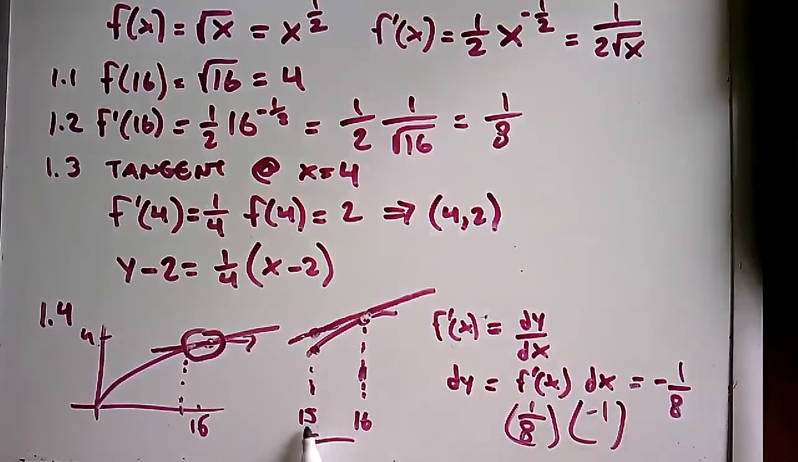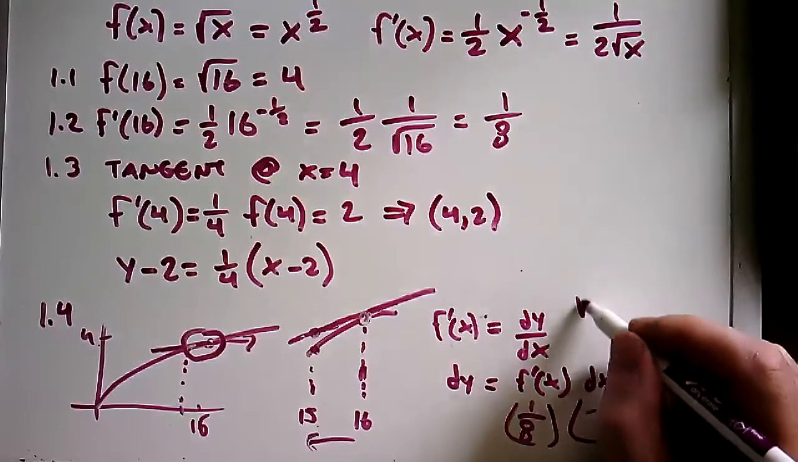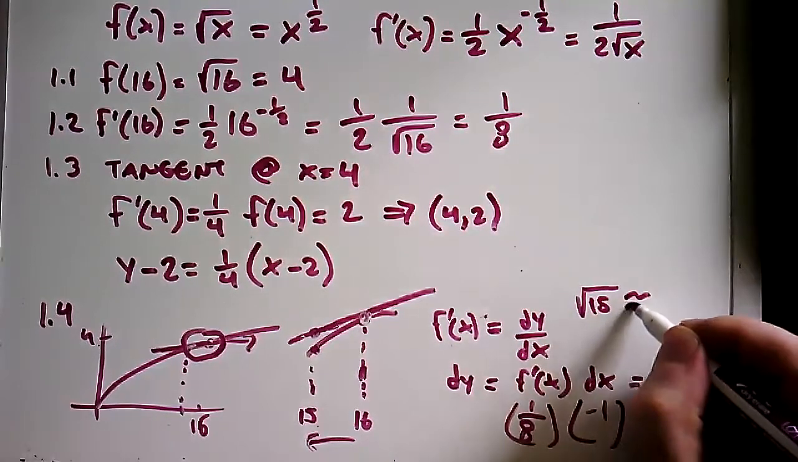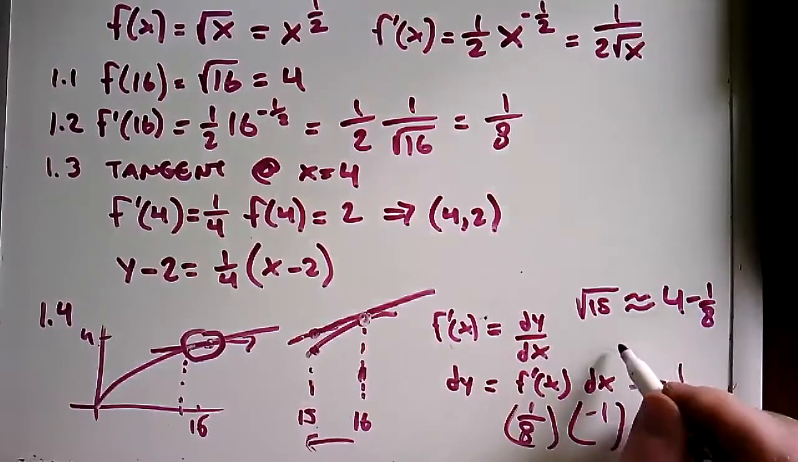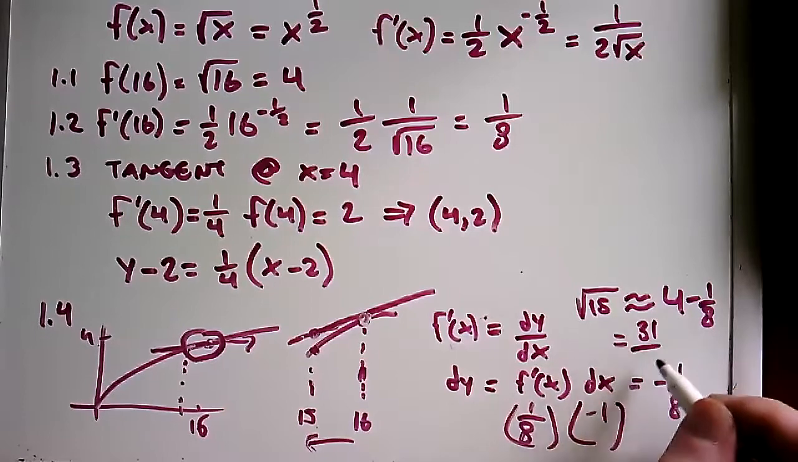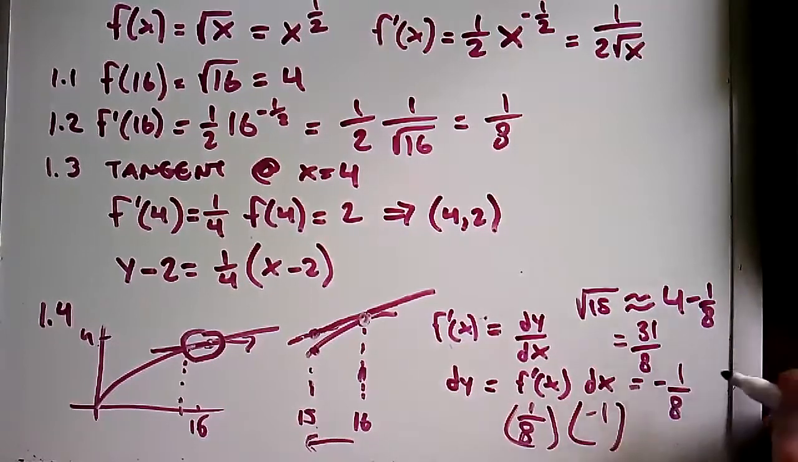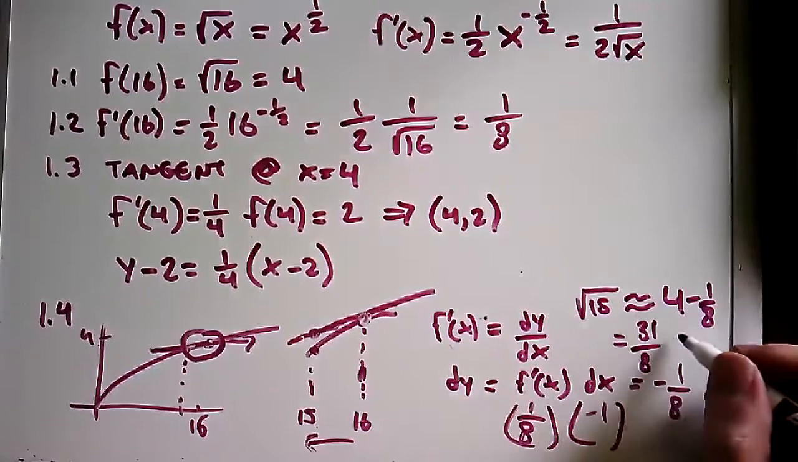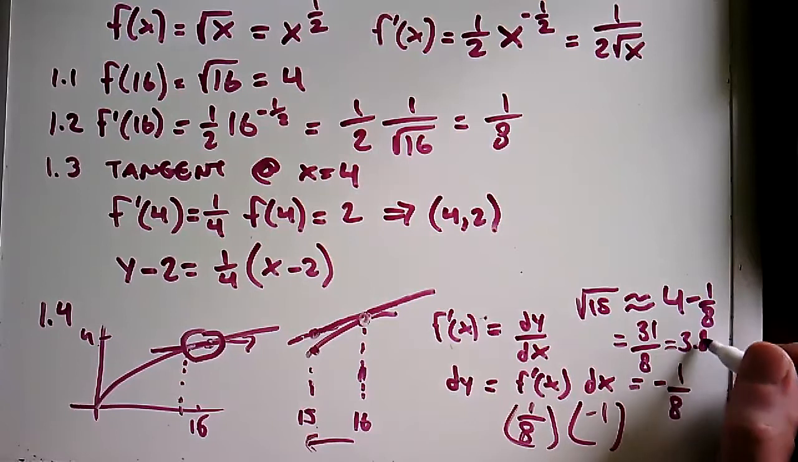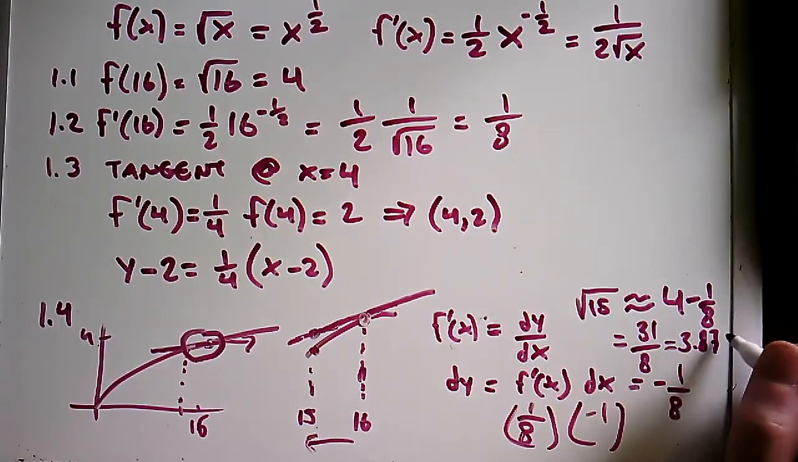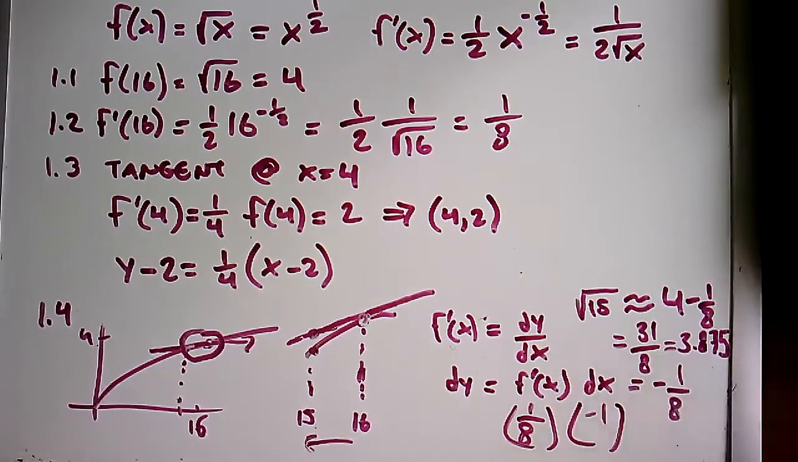Or in other words, our estimate of the square root of 15 will be 1/8 less than our known value for the square root of 16. And so our conclusion is the square root of 15 will be approximately 4 minus 1/8. And we could write that in one of two ways, either 31 over 8, right? So 32/8 would be 4. Or as a decimal, I think it's 3.875. Either one of those is good.